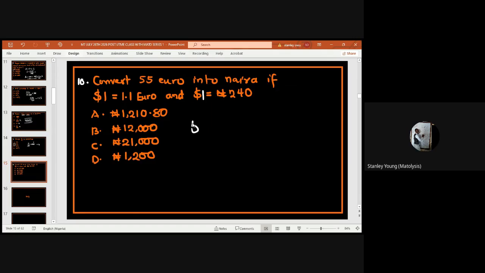You start from 55 euro, right? So let's try and eliminate euro. In order to do that, you think of which of these conversions contains euro. The first one. Because I want to eliminate euro, I need an expression of euro down. And here, the question already gave me that 1.1 euro is equal to $1. So I'll write the whole expression of 1.1 euro down. What should I write up above it? Should be the $1.